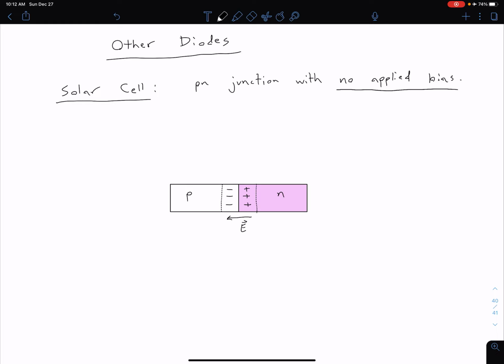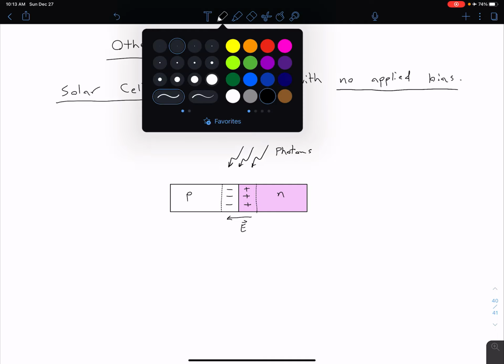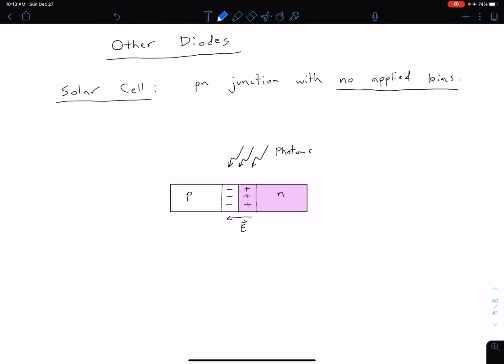So what's going to happen is if we put this p-n junction in sunlight, we're going to have these photons. We have some sunlight coming into our device, and if it has enough energy for our material, it can create electron-hole pairs in our depletion region. Let's make those in blue. Let's say this photon comes in here and it creates an electron and a hole.